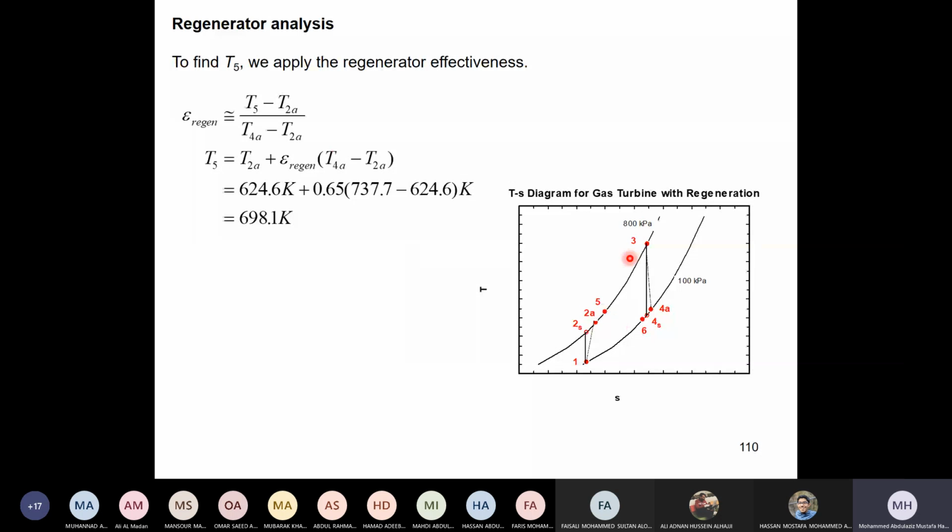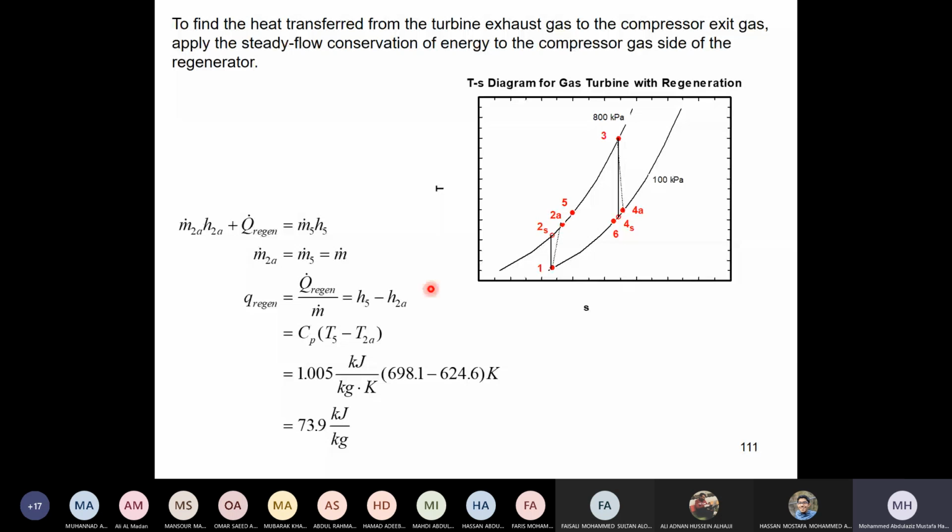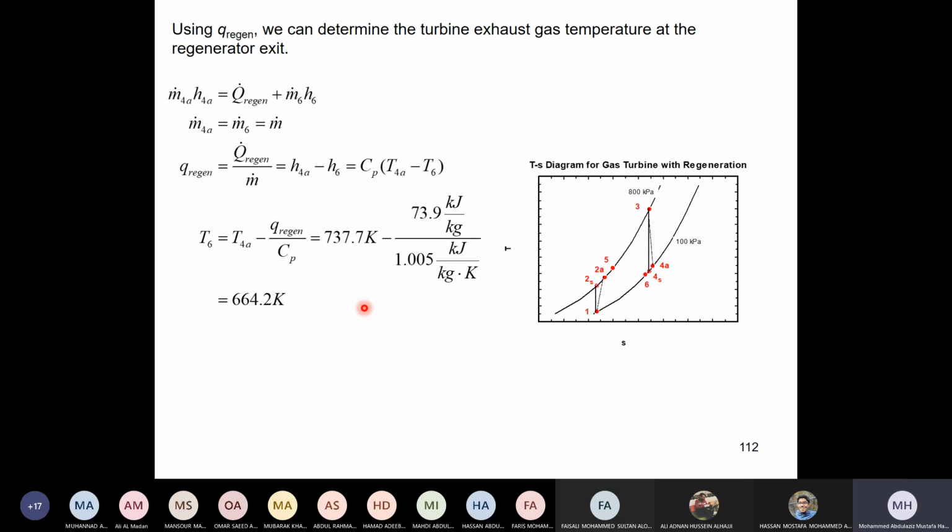Once I get T5, then I can go and calculate Q. He's asking for Q regenerator, so I can do that: Q regenerator is H5 minus H2A. This is the heat transfer in the regenerator, so we can calculate that. This is not very important, but he's asking in this question. What's important to us here is how to calculate the heat addition from 5 to 3.